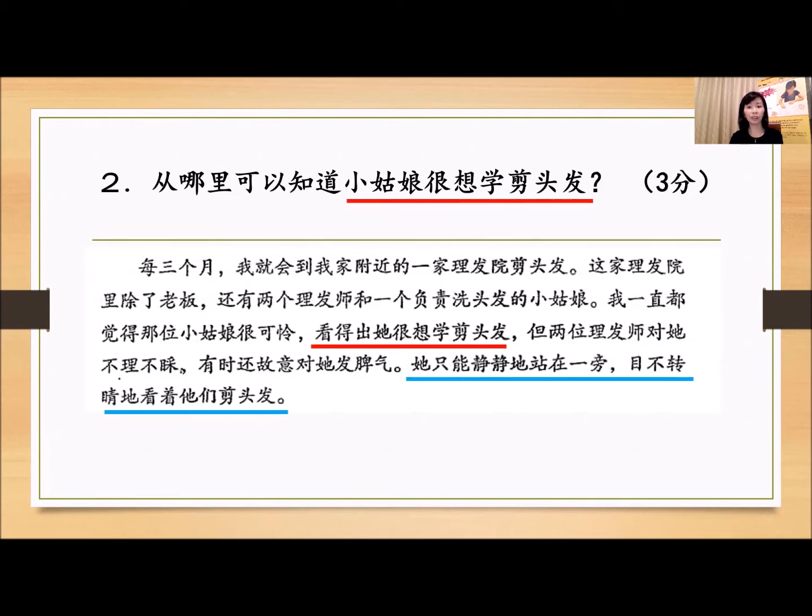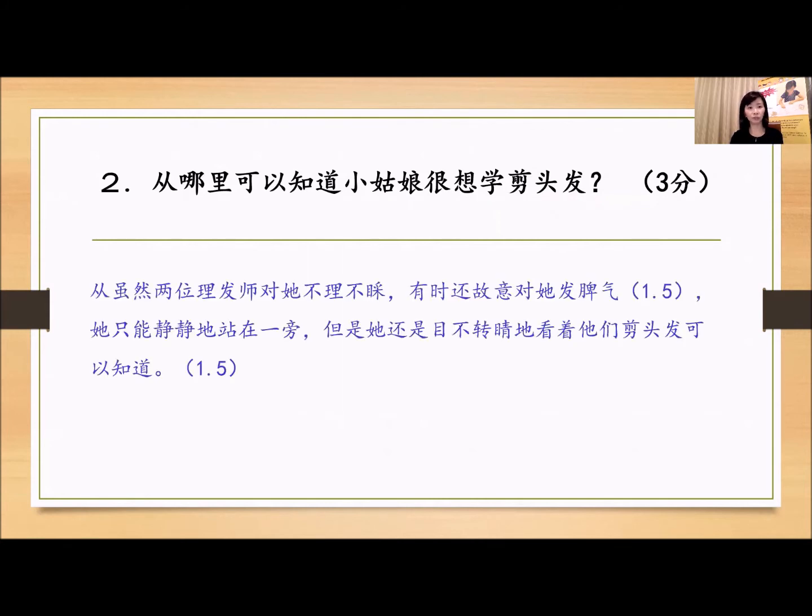Okay, but if you give this statement only, it will probably gain you 1 or 1.5 marks, half the marks. So what is the other point that is missing? I think to bring out the point, 她很想学剪头发, you must understand that she's in a very difficult situation. So it's important to state that 2位理发师对她不理不睬，还故意的对她发脾气。Okay, because they did this to her, and yet standing one side, she's still watching them cut hair. So this shows how much she really wants to learn hair cutting, you know. So this is an important supporting point that your child should include in the answer.